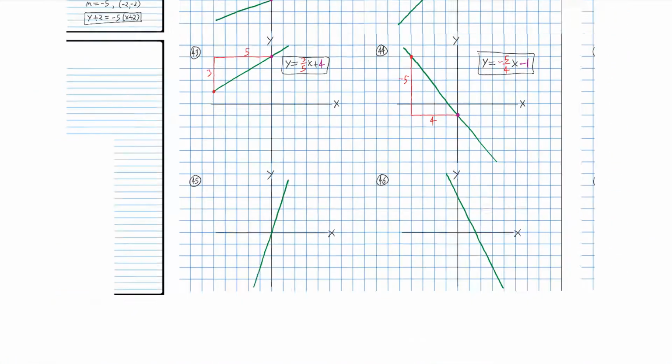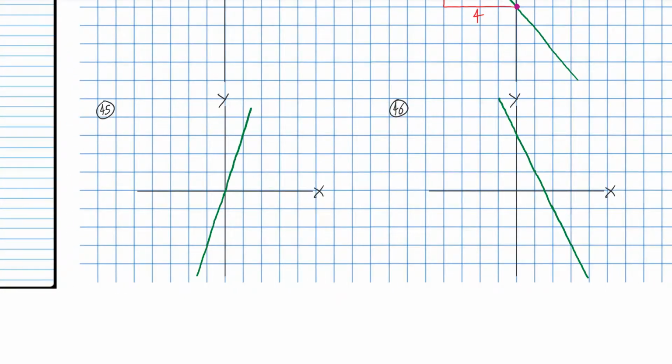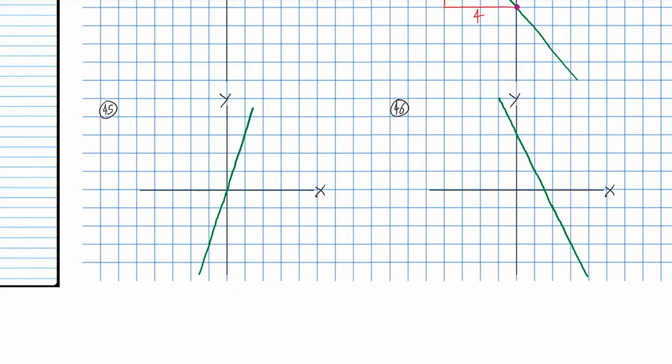All right, so 2 more of these problems before we go on to some slightly different problems. All right, so try 45. When you come back, we'll do it together.